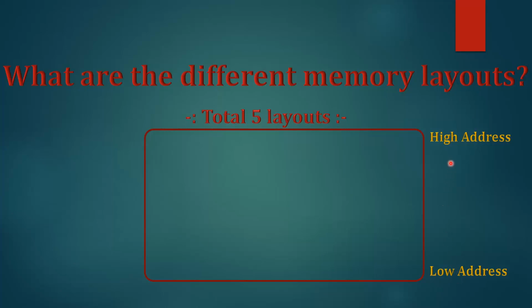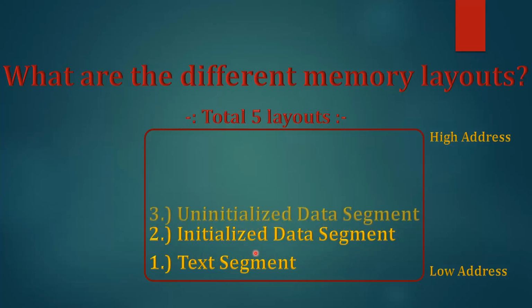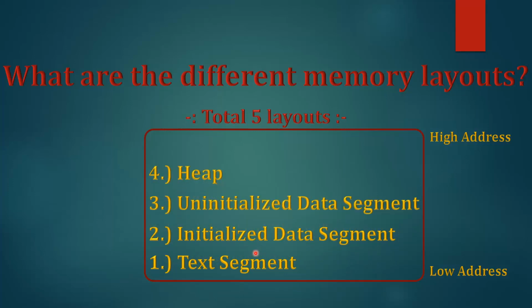So what are the 5 memory layouts? Starting with text segment, then initialized data segment, then uninitialized data segment, then heap, and then finally stack. These are the total 5 memory layouts. Now understand them one by one.